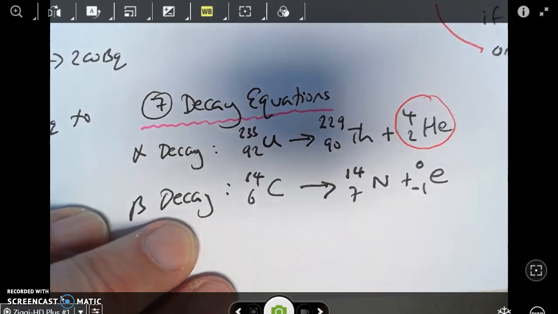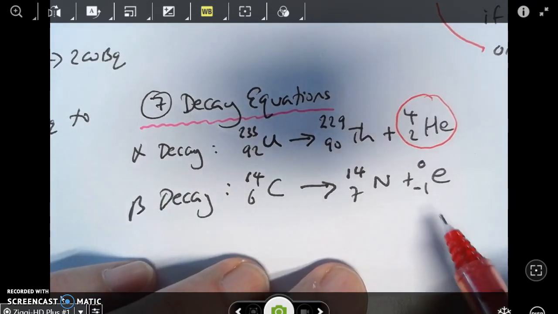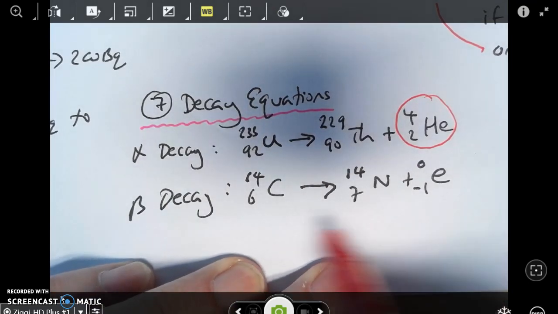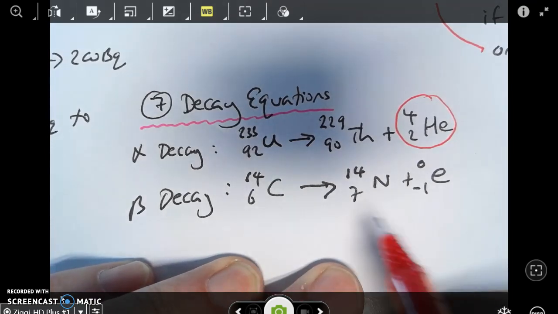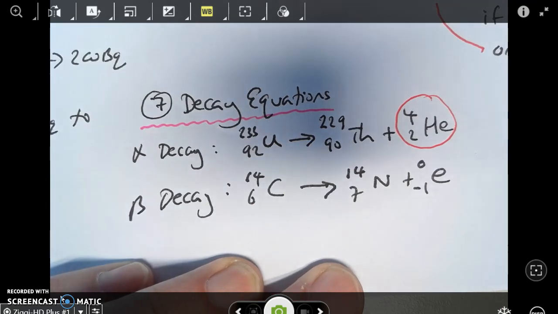Beta decay is just the same. It's slightly more complicated because the number here is -1. But again, it's just a case of making sure all the numbers add up. So here you can see 6 on one side, 7 minus 1 on the other is also 6.